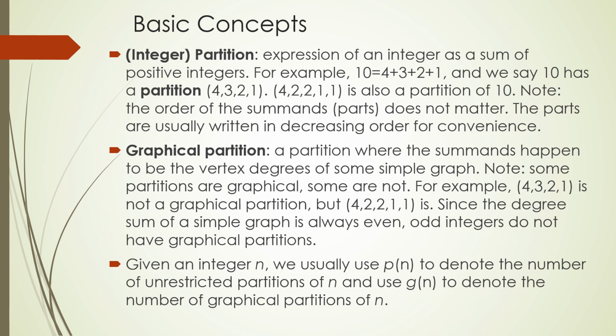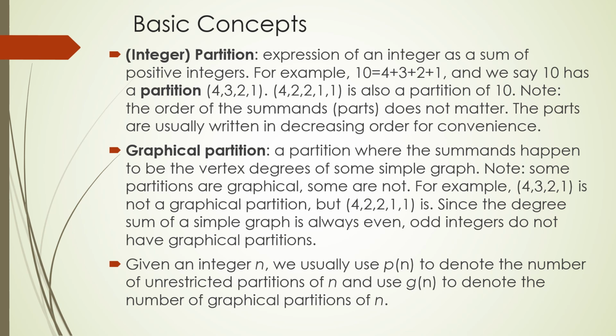Each list of these integers that sum to the given integer is called a partition of that given integer. For example, 10 has the partition 4, 3, 2, 1. Also, 4, 2, 2, 1, 1 is a partition of 10. And note here, the order of the summands or parts does not matter. So usually we write the parts in decreasing order or increasing order for convenience, and different authors may choose different order, either increasing or decreasing.